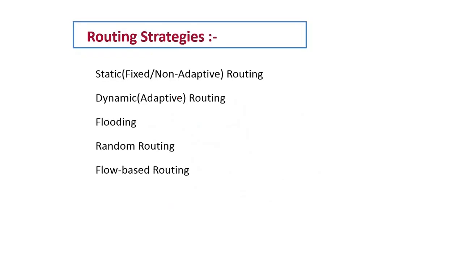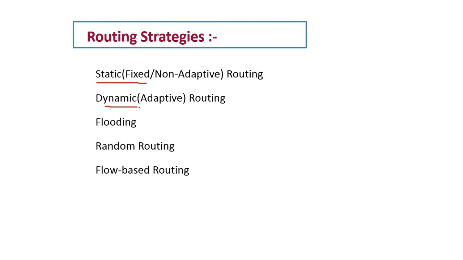So let's see which routing strategies there are. Two main types of routing are there: static routing and dynamic routing. The meaning of static routing is fixed or non-adaptive routing. In these cases, we can't change the route. Get it? The route is fixed.